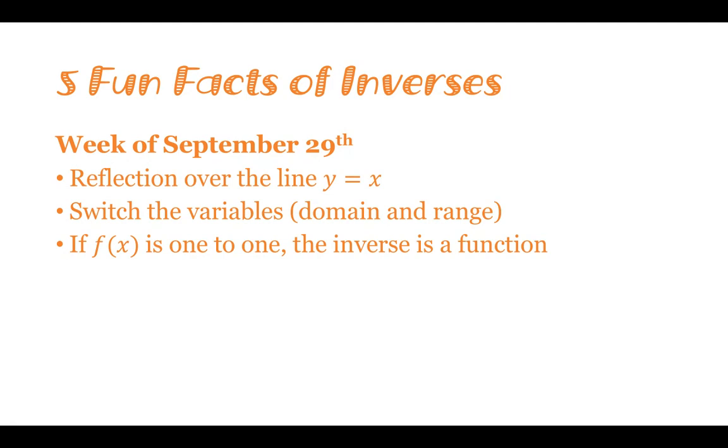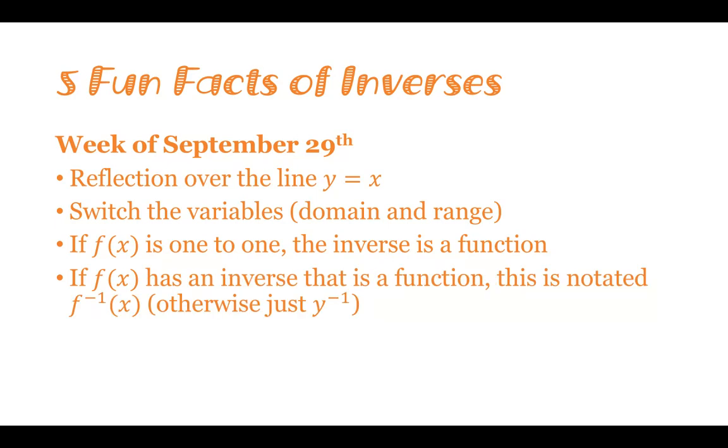Does it pass both the vertical and the horizontal line test? That's what it needs to do to be a 1-to-1 function. This one was just a notation that built off of that. If f of x has an inverse that is a function, it is notated like this. You're not going to see this notation if something's inverse is not a function. Then you would just be using y inverse. That notation is inverse. It's not f to the negative first power. That's a notation that we're using to talk about inverse.